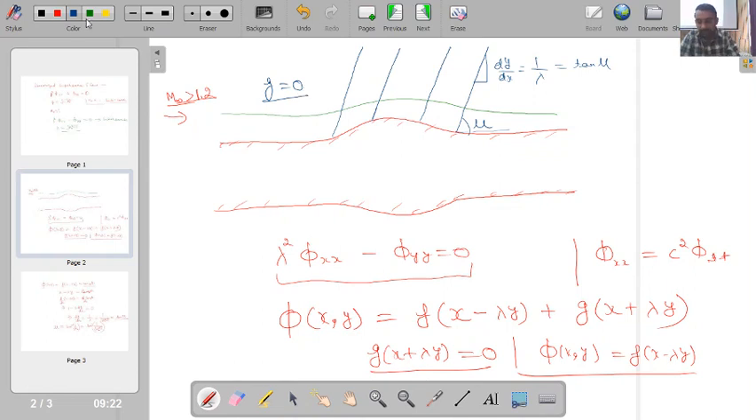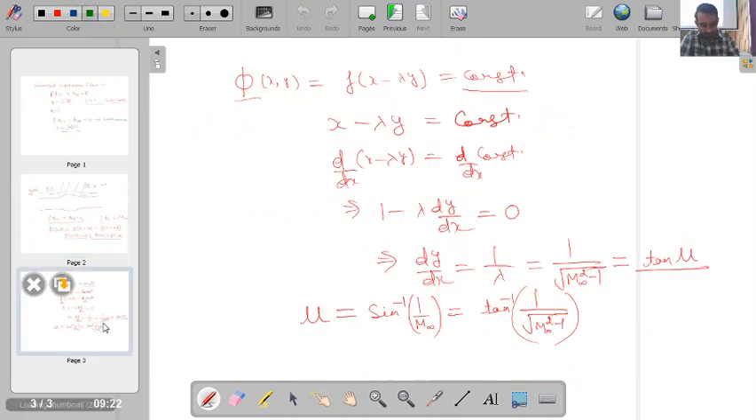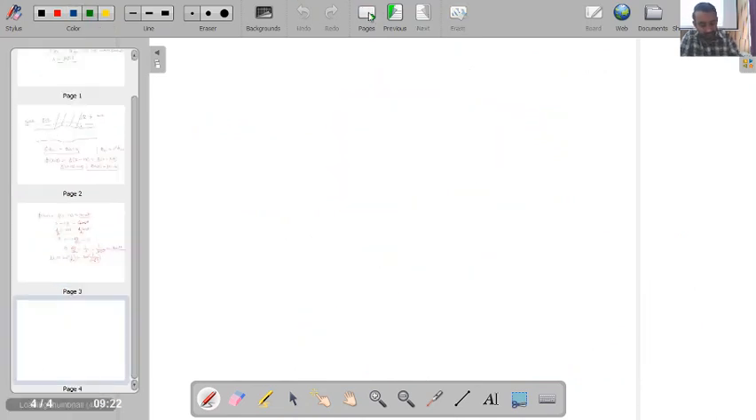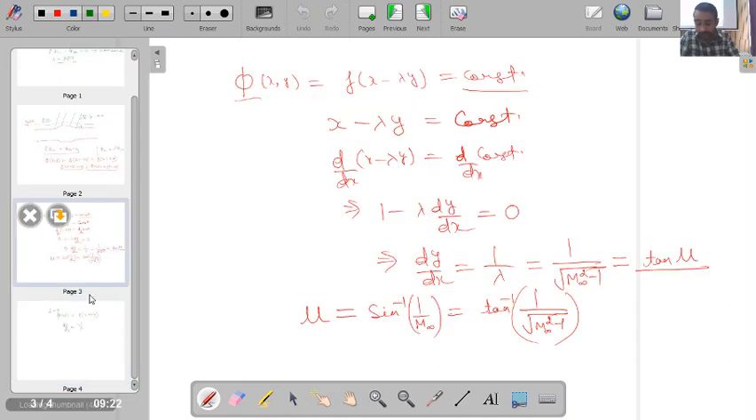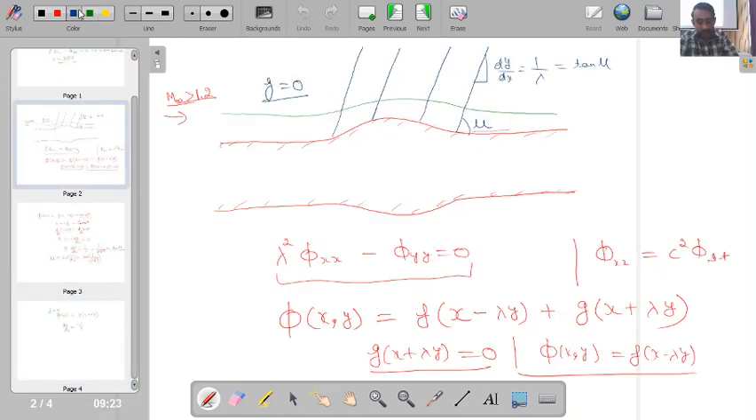Now what will be happening? So from the bottom region, let's consider that for the bottom region our f is equal to 0. In that case, I will get phi of x, y equal to g of x plus lambda y. And from here, if you calculate, then dy by dx will be minus 1 by lambda. So it means the slope will be negative. So in the bottom region, if I plot, then it has to go in the negative slope direction. So the line will be something like this.